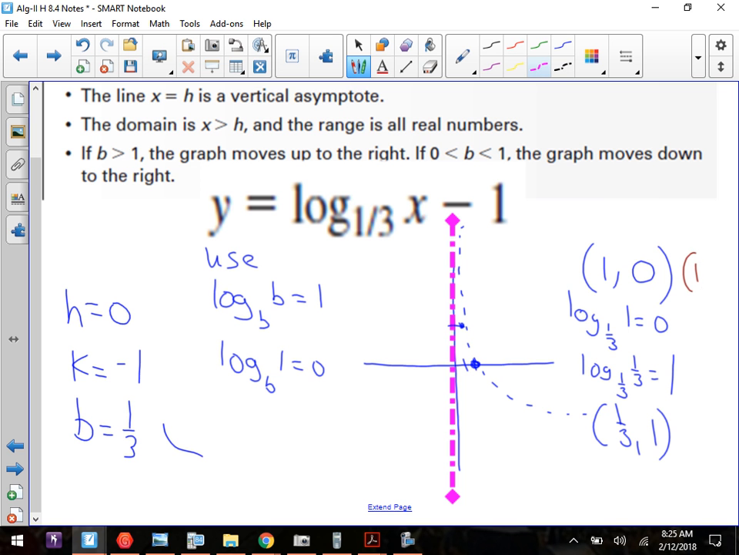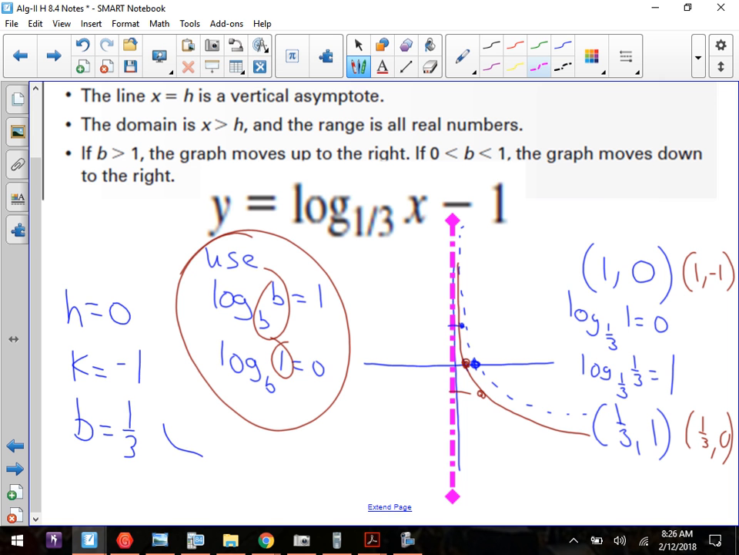So the shift would be at 1, -1, and this would be at 1/3 and 0. When you're graphing, all you have to worry about is going to be 2 ordered pairs. Your 2 ordered pairs are going to be whatever the base value is, and 1. So for every parent function, you're going to use an x value of 1, and you'll use whatever the base is. Okay. Do one more real fast.